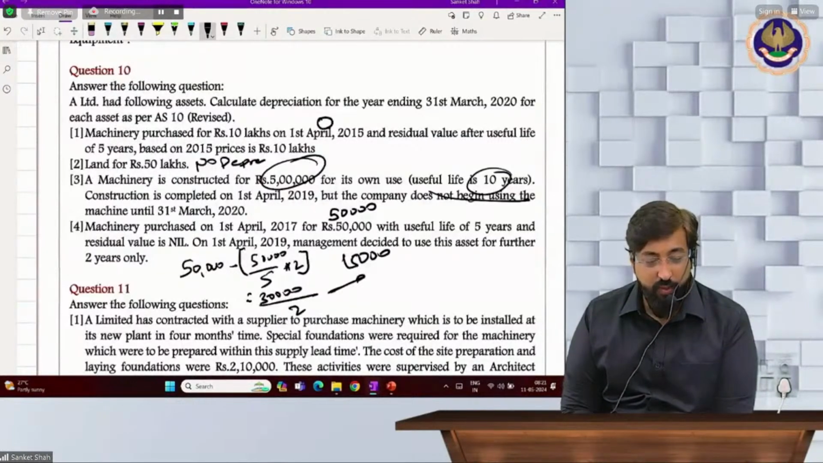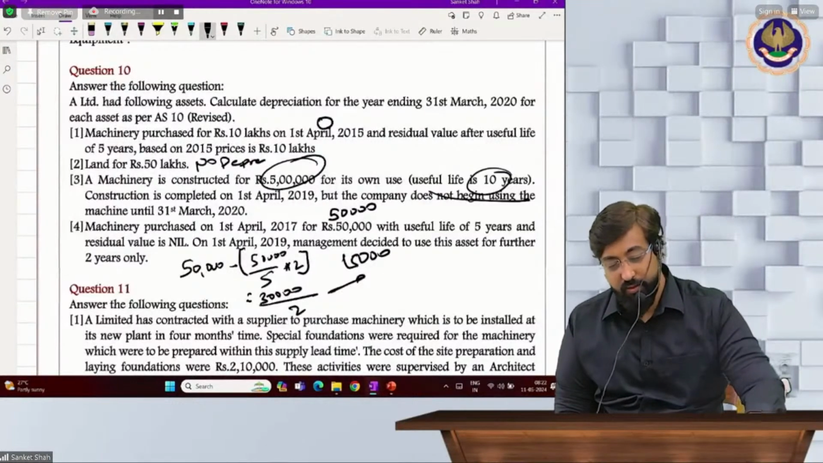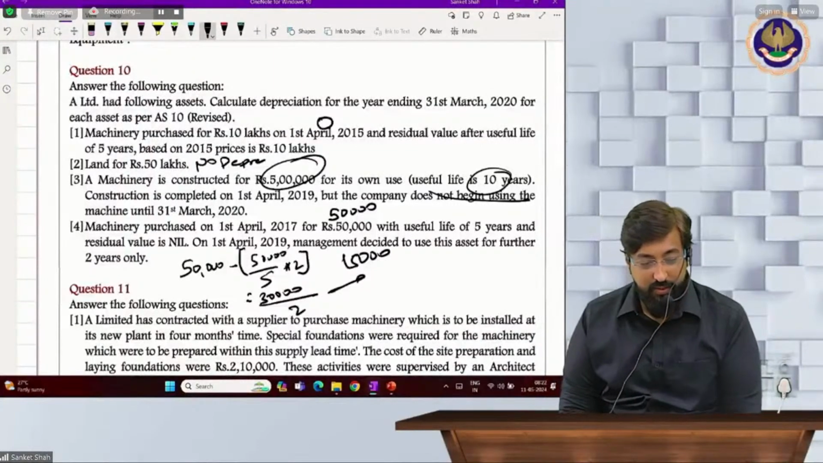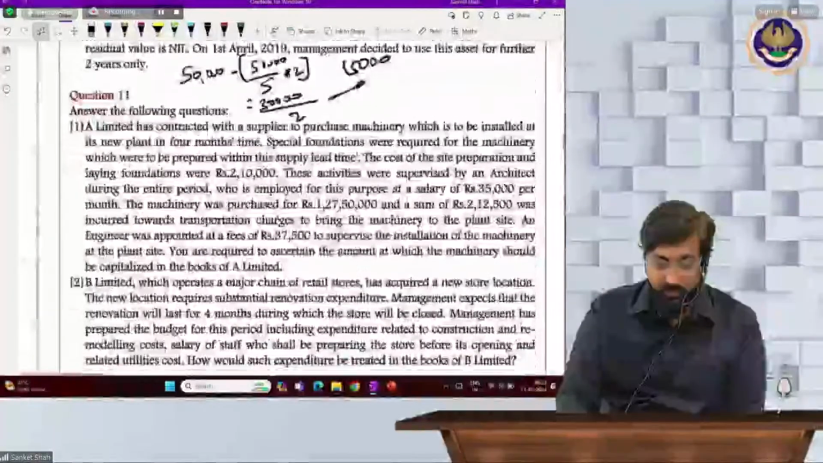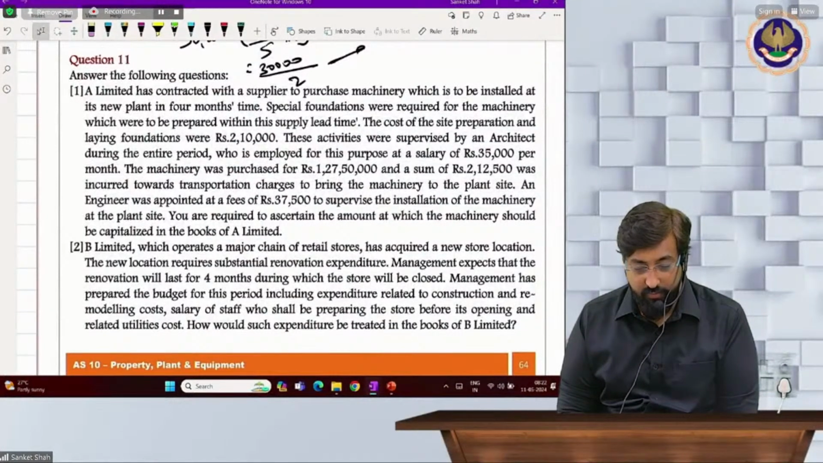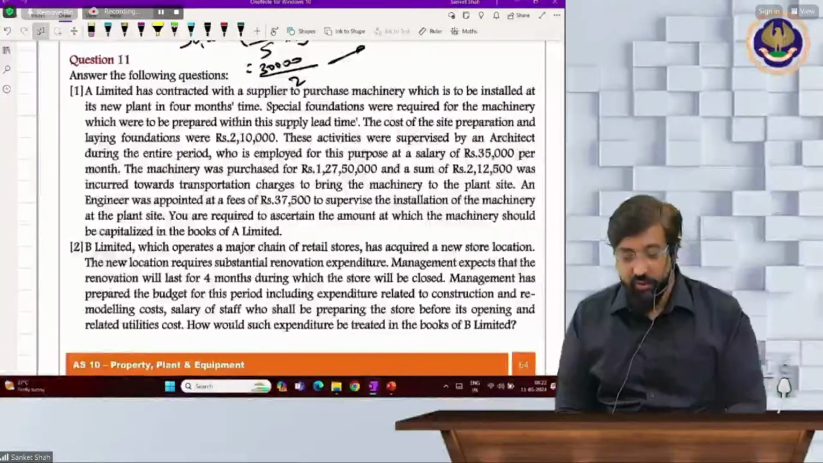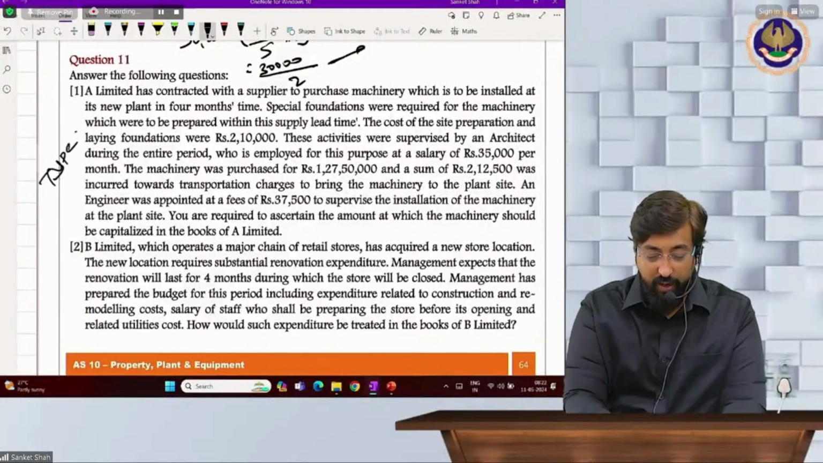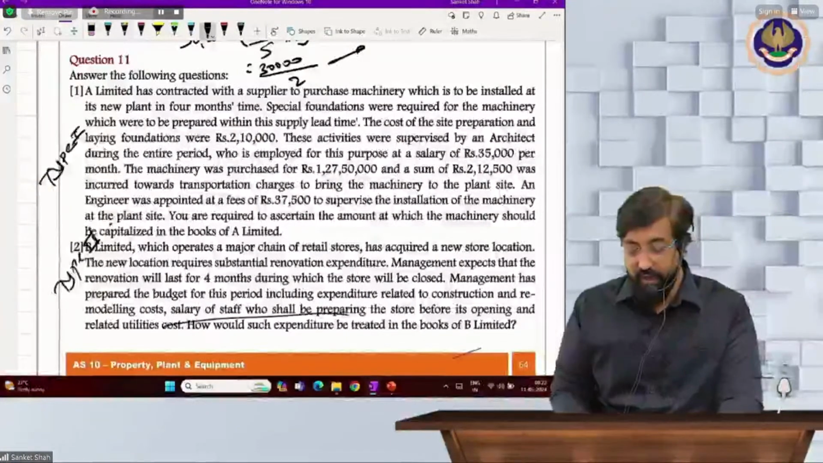So number 10 is also an exam question and you will find it very simple. Chalo. Question 11 is also a repetitive question, beta. See the type 1 and type 4. Renovation expenses, once again they ask you the same question.